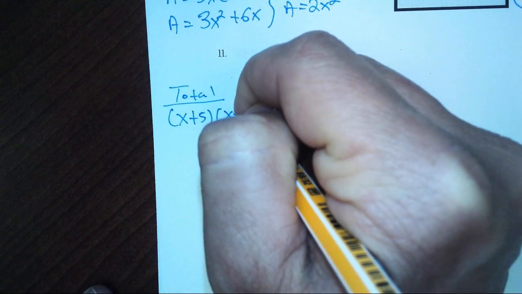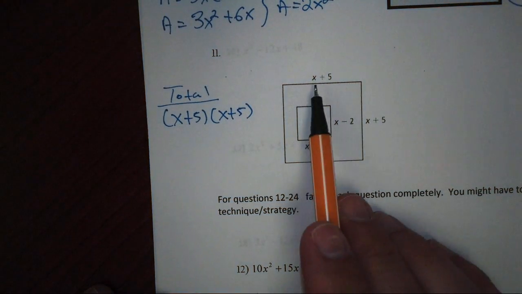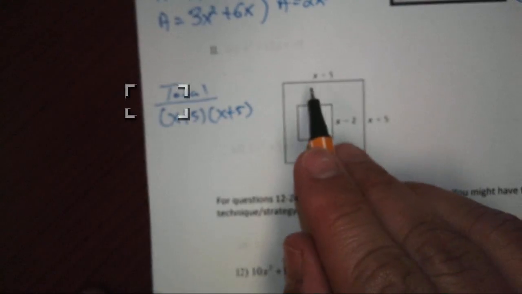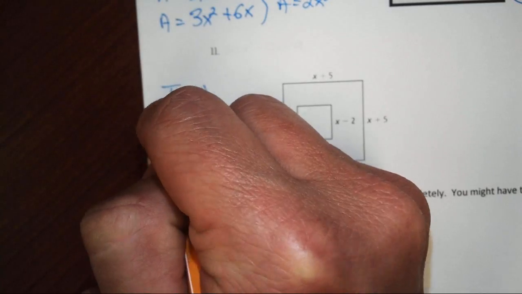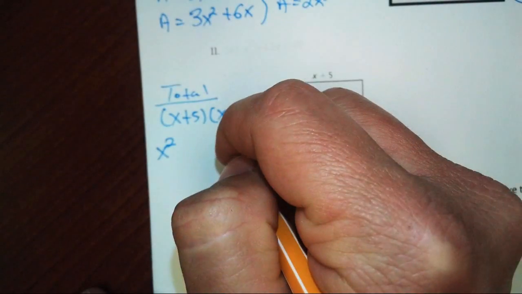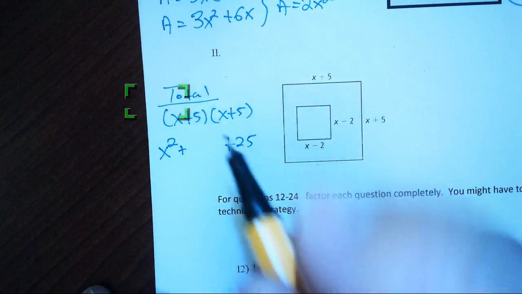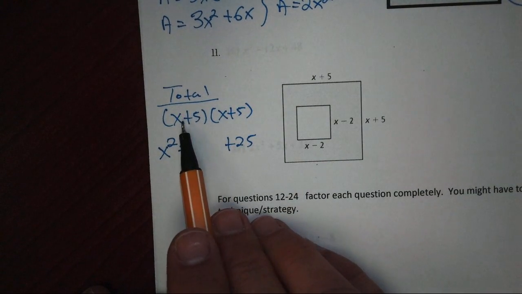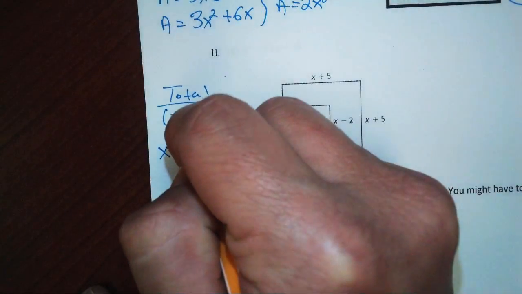But if we notice, this is just like that question we did a few minutes ago, when you multiply a binomial times itself. So I'm going to take the shortcut here again. I'm going to square the x's, so that's x squared. I'm going to square the 5's, which gives me a plus 25. And then the middle is going to be 5 times x doubled. So 5 times x is 5x. If we double it, that's 10x.